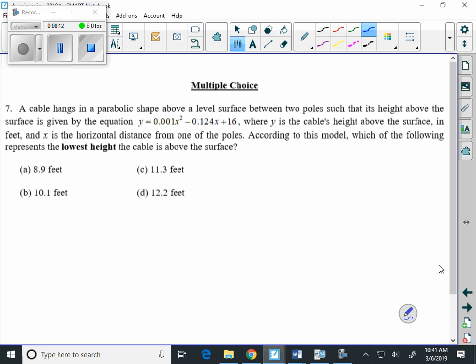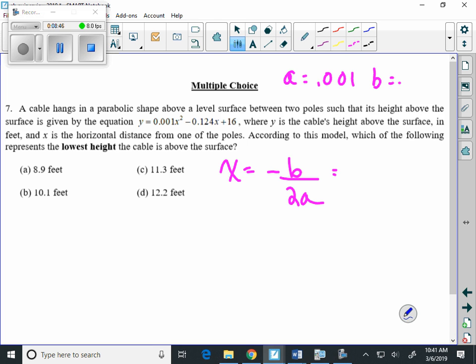What I did on this particular problem is I used x equals the opposite of b divided by 2a, because doing that on the calculator was too much. We haven't had enough practice with using the zoom out button, the zoom fit button. So if we type this in, a is 0.001, and b is negative 0.124. The c is the 16. So this is going to be negative 0.124 divided by 2 times 0.001.